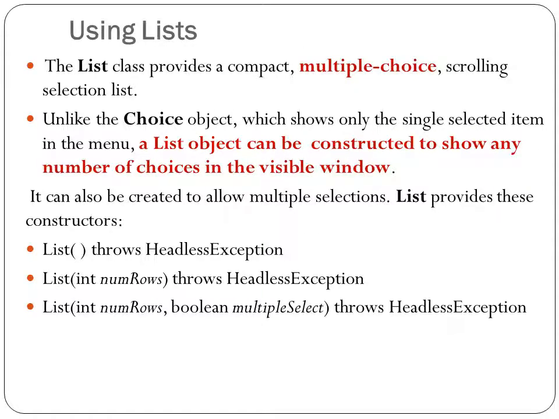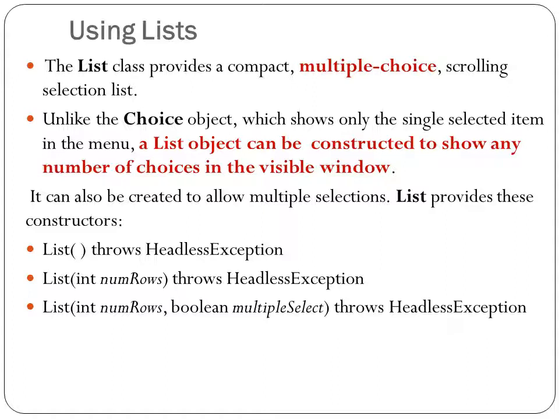Next control is list. It is similar to choice, but there are some basic differences. In choice, we can select only one item at a time. But this control is a compact multiple-choice scrolling selection list. You can make multiple choices. That is the main difference between choice and list. In choice, we can make only one selection. In list, we can make multiple choices.